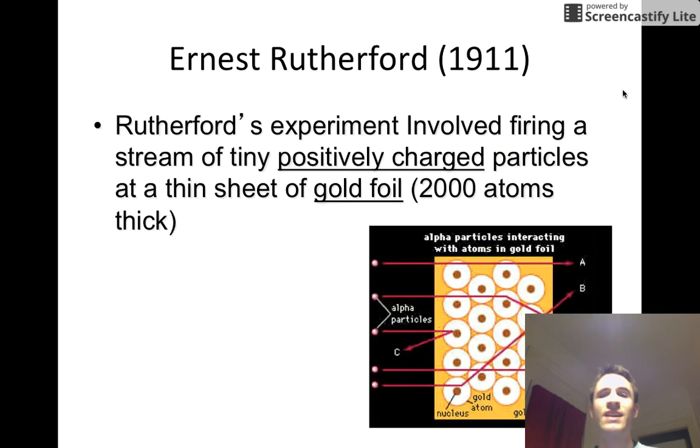Then we had a guy in 1911. This is about 15 years later, a guy named Ernest Rutherford. He did an experiment which involved firing a stream of tiny, what are called alpha particle radiation at a sheet of gold, a very thin sheet of gold. What he noticed is that, as you can see here, most of the particles came through and literally just went right through the sheet. But every once in a while, a particle would bounce back for some reason.